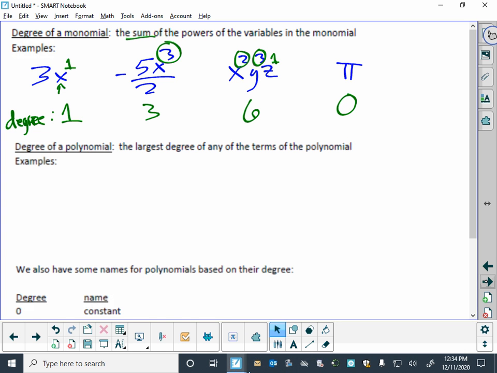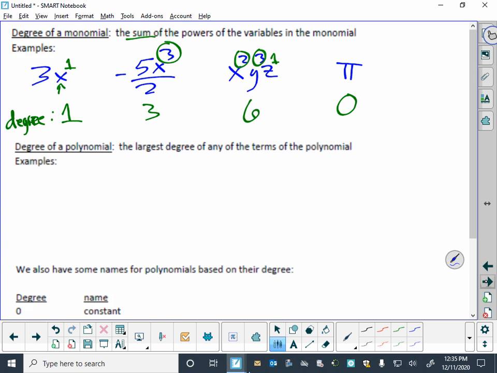So when we move to the degree of a polynomial, this is the first part that's kind of not intuitive, but later on you will understand exactly why it's defined this way. So the degree of a polynomial is the largest degree of any one of the terms of the polynomial.